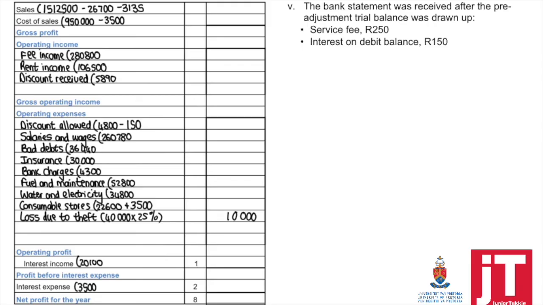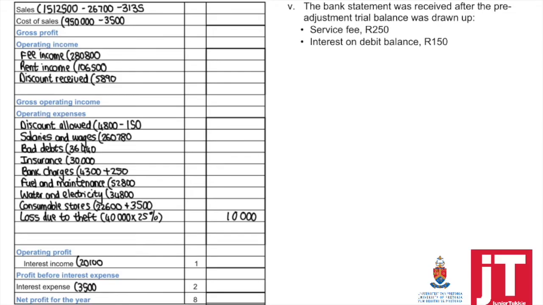Adjustment number 5: the bank statement was received after the pre-adjustment trial balance was drawn up. Service fees, 250, interest on debit balance. Service fees form part of your bank charges, so just add it to your bank charges.